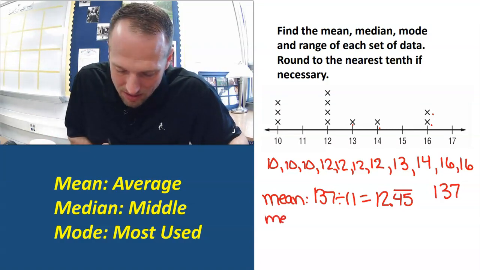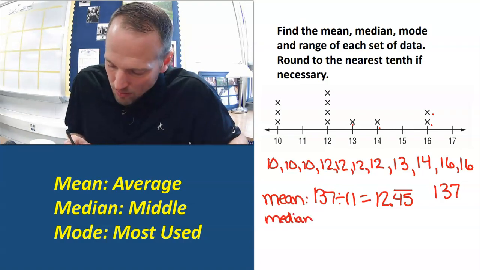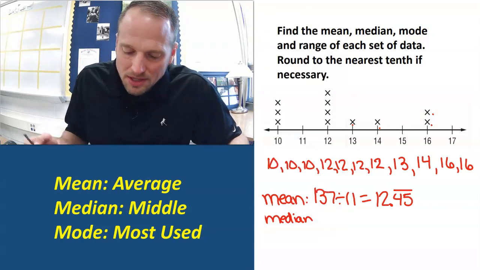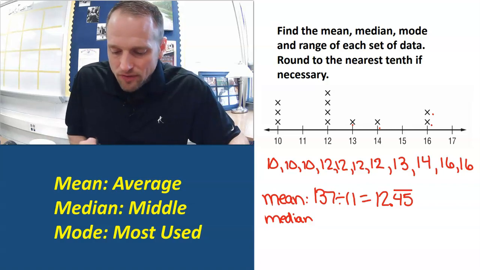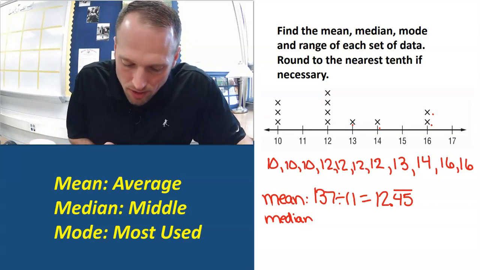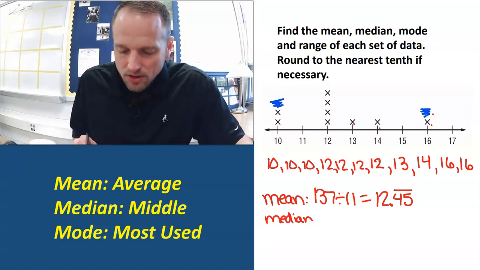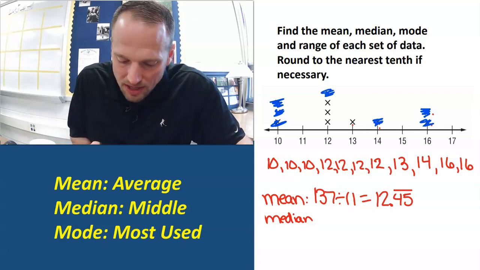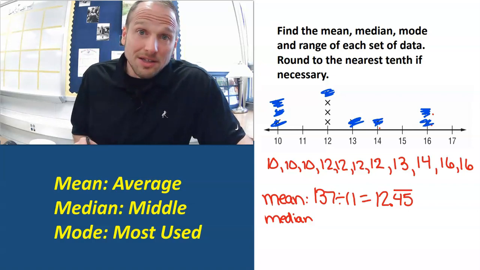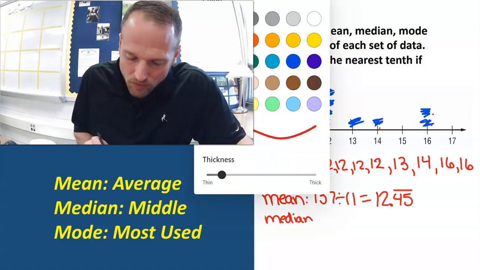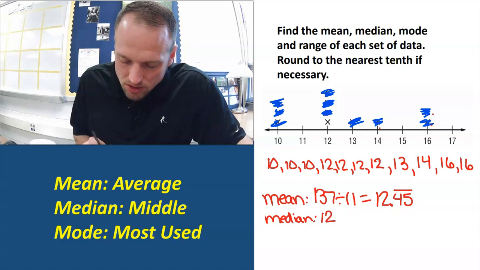How about the median? If I cross off the biggest and the smallest, last time I crossed off the numbers down here. This time I'm actually going to cross it off in the chart because I think that's kind of fun. So cross off the smallest and the largest, smallest and the largest, smallest and the largest, smallest and the largest. Well, now I can see obviously what it's going to be. We are just left with 12. So our median is 12.